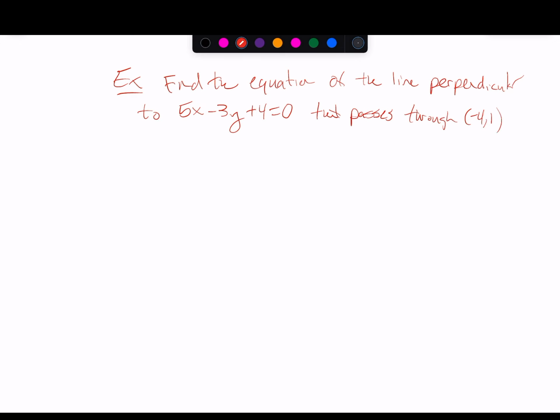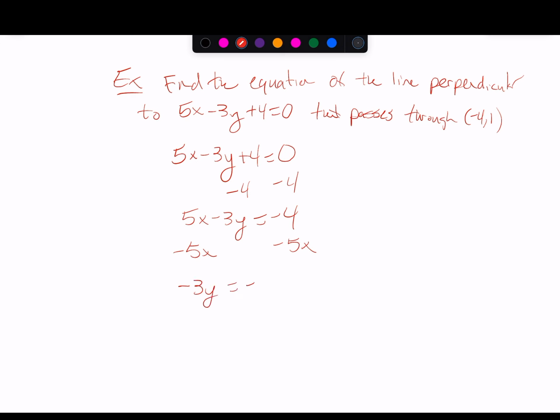Well, first we need to find the slope of the original line. That's 5x minus 3y plus 4 equals 0. And we want to solve for y. We'll subtract 4 from both sides. So we get 5x minus 3y is equal to negative 4. Then we need to subtract a 5x from both sides. And we get negative 3y is equal to negative 5x minus 4. Then we divide both sides by negative 3.